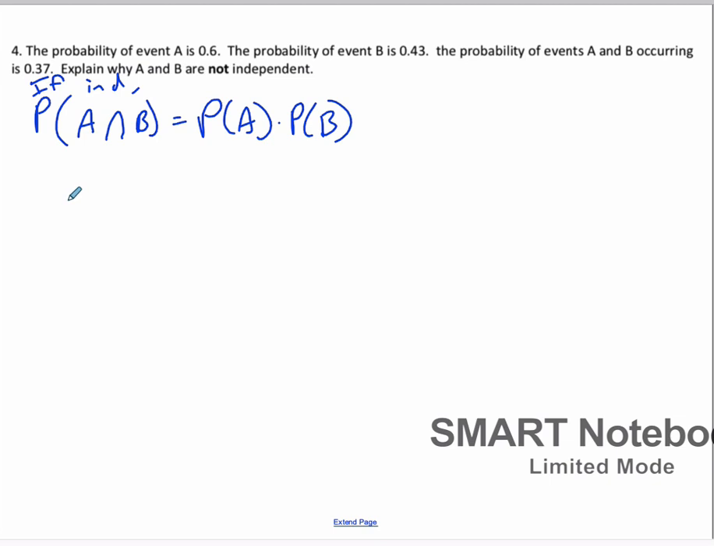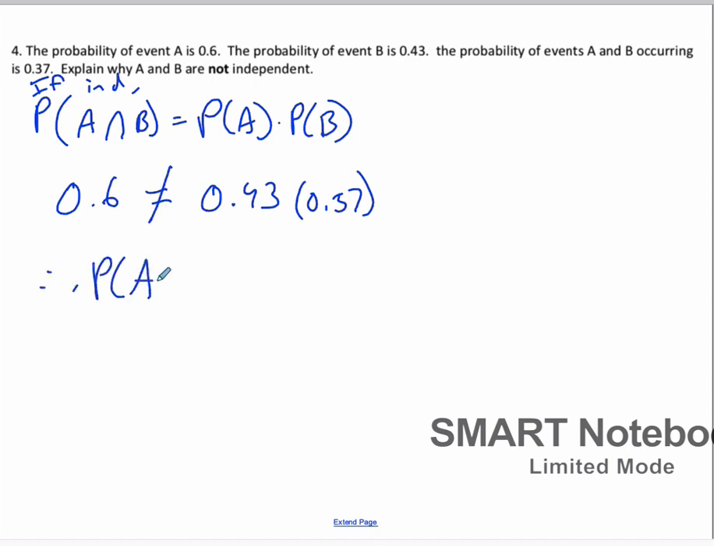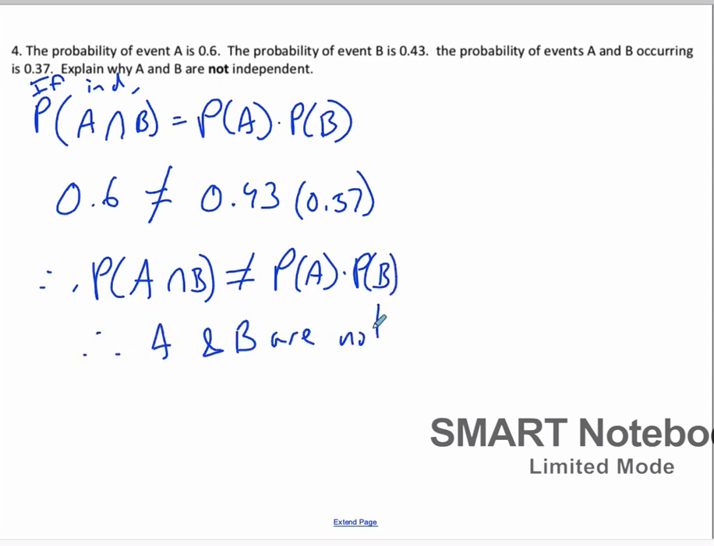So the probability of A and B is 0.6, and the probability of A times the probability of B is 0.43 times 0.37, and obviously these numbers are not equal. Therefore the probability of A and B does not equal the probability of A times the probability of B. Therefore A and B are not independent.